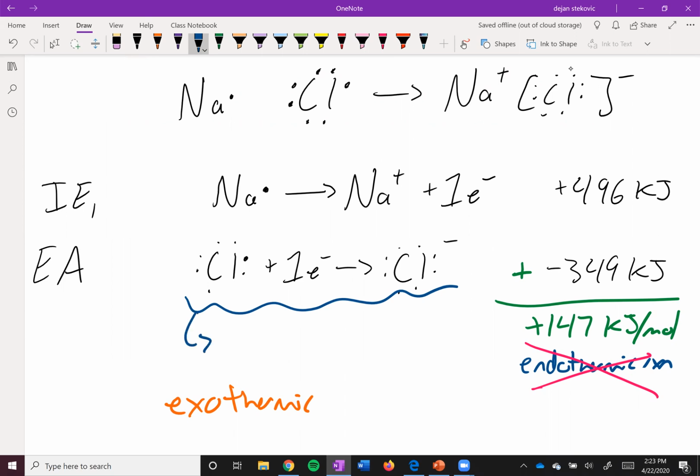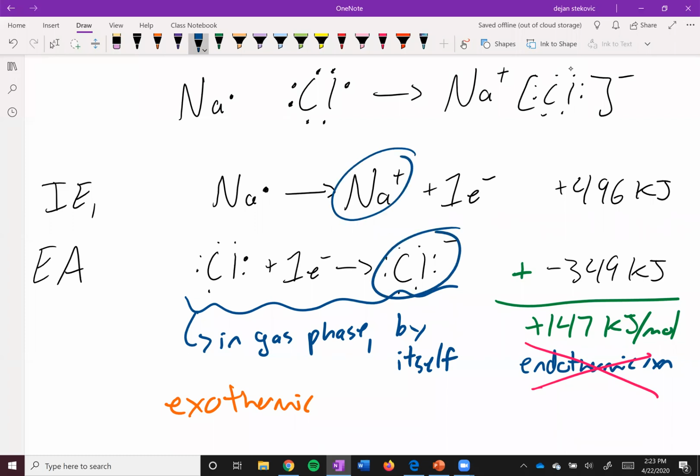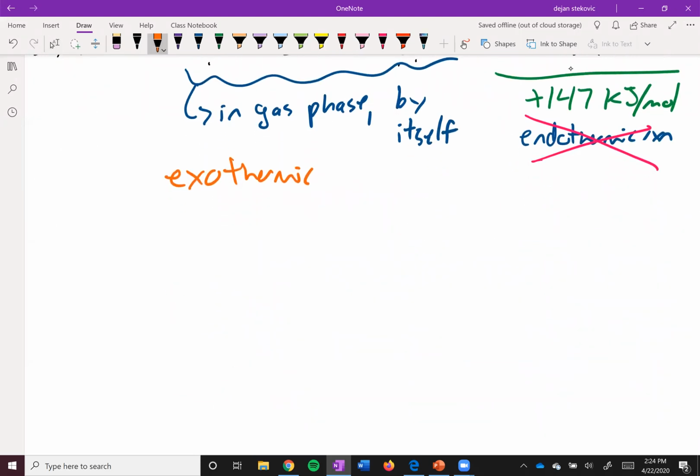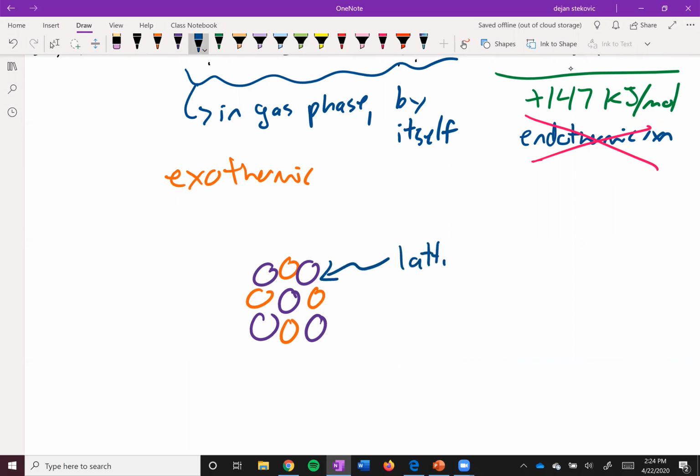We're talking about this stuff being in the gas phase, and we're talking about it being by itself. So when you form this chloride or this positive sodium, you're talking about it being by itself. But as we saw in the previous video, when we form an ionic compound, we don't have things by themselves. We have our ions surrounded by one another. And this positive negative interaction is very favorable, very lowering in energy.